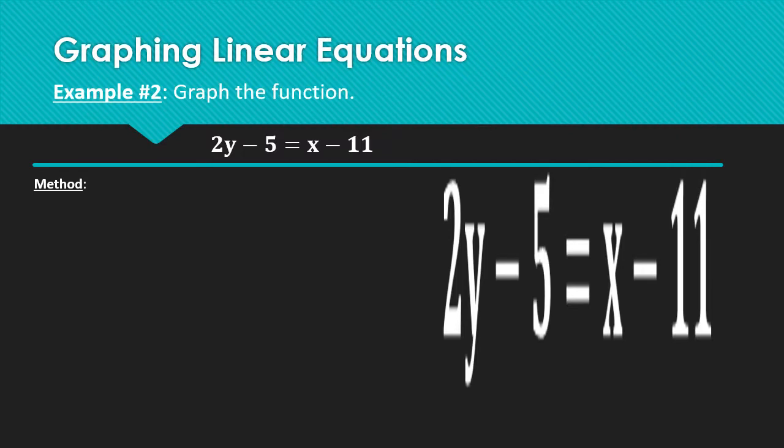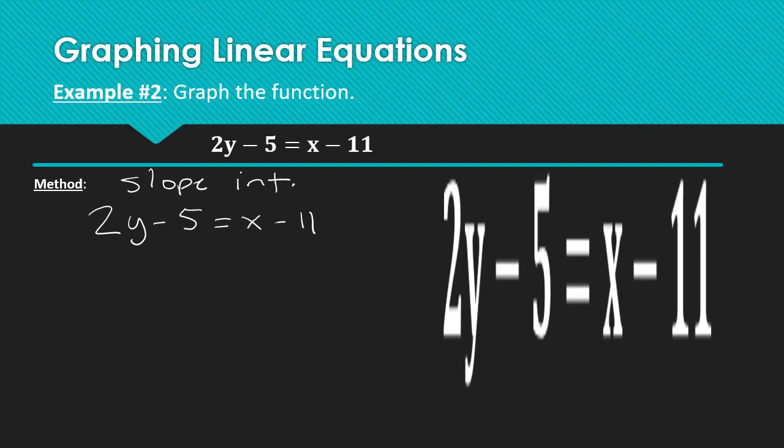All right, so example 2. We have the equation 2y minus 5 equals x minus 11. When I look at this equation, it really isn't in any special format. So at this point, I'm pretty much going to solve for y, and I'm going to put this in slope-intercept form. Hit pause, take a moment, and solve this equation for y.